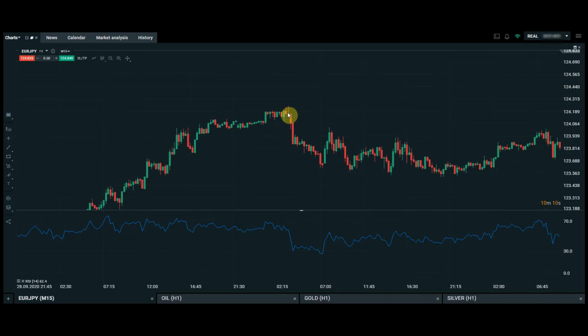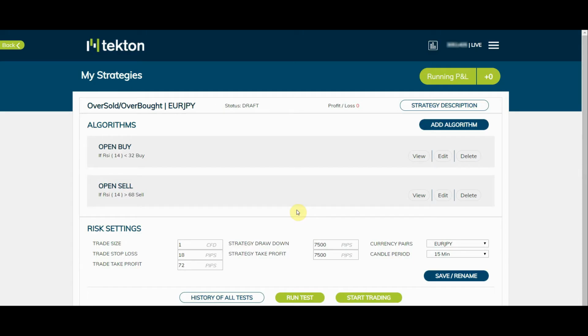So let's get over to Tekton and show you exactly how we can write this strategy, how we can create this strategy, and then show you how we can backtest it over effective time periods. Okay, so here we are on Tekton. I've created the algorithm. I'm not going to go through the creation of the algorithm, how to create the strategy, as you should all know how to do that.